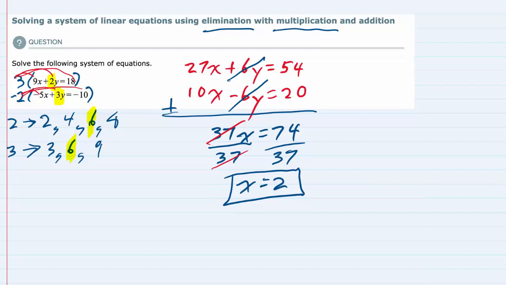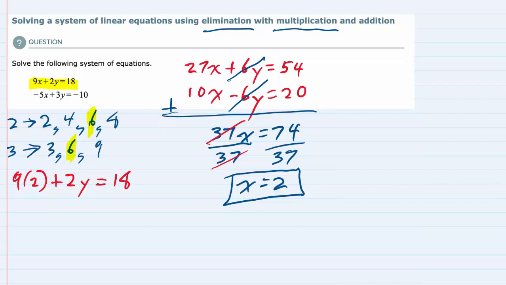But in order to find the solution, we also need to know what the y value is going to be. So to find that y value, I'm going to go back here to our original equations. We could work with either one, so I'm just going to choose the top equation. And I'm going to replace the x with this value 2. So I'm just rewriting the top equation. That's 9x, but x is 2, plus 2y equals 18.